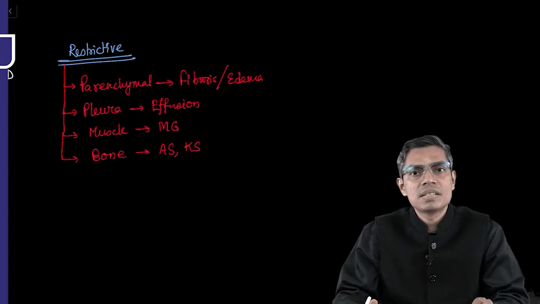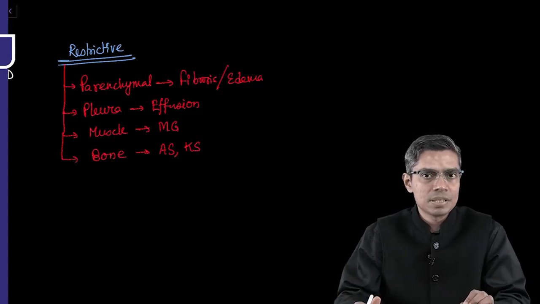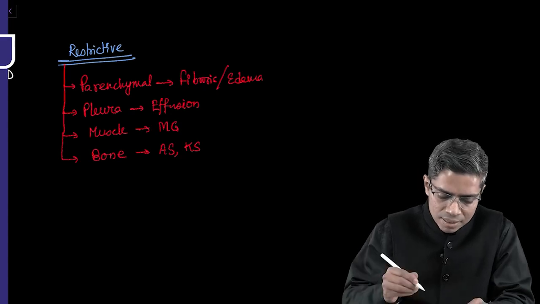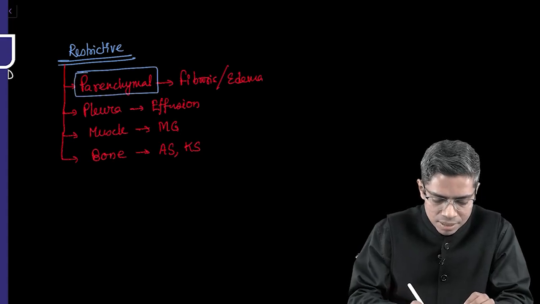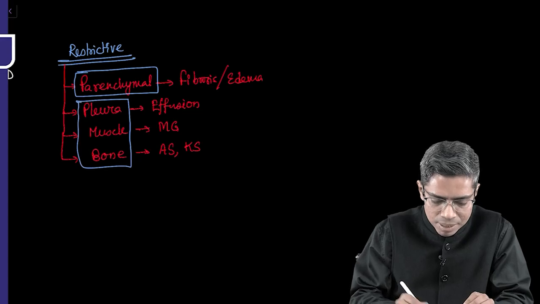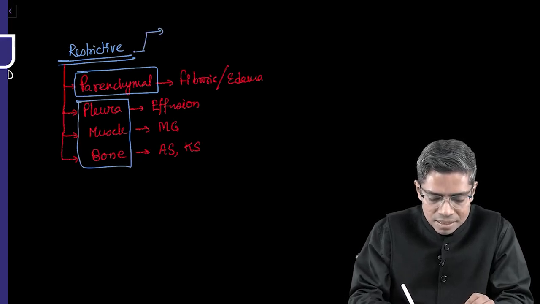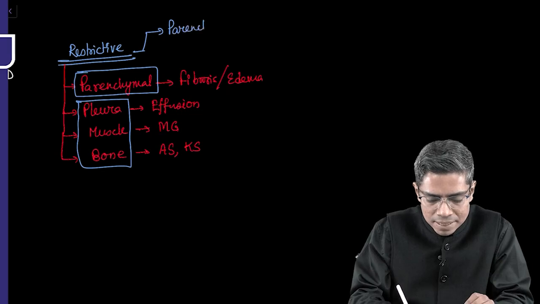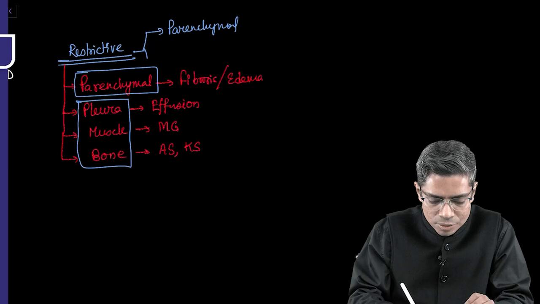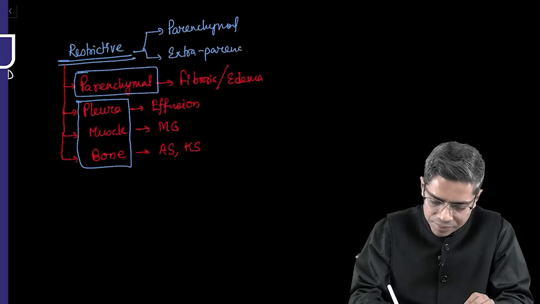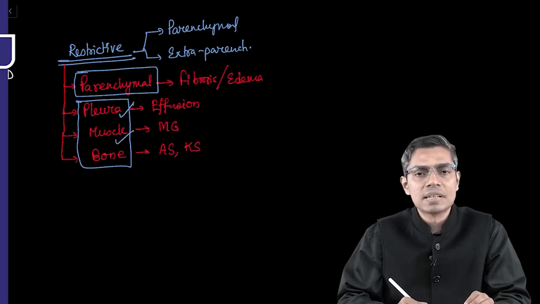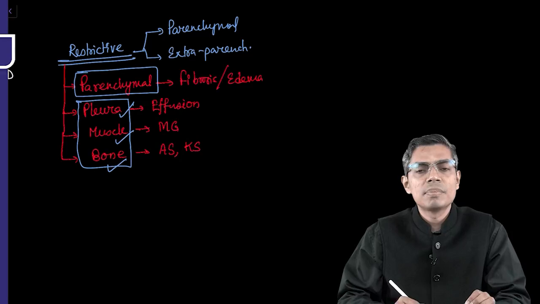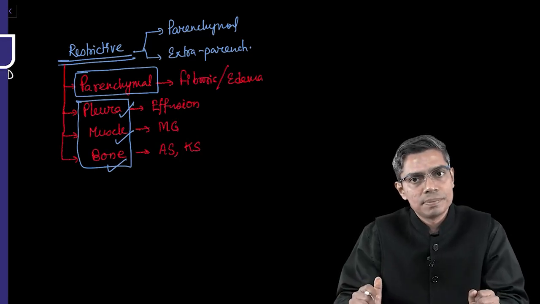So that's why this is also under the category of restrictive disease. So I can understand that restrictive disease broadly is the parenchymal restriction and extra parenchymal restriction. That's why we say that restrictive disease means parenchymal restriction as well as extra parenchymal restriction. Extra parenchymal means it may be at the level of pleura, it may be at the level of muscles, or it may be at the level of bones which are there on the chest wall.